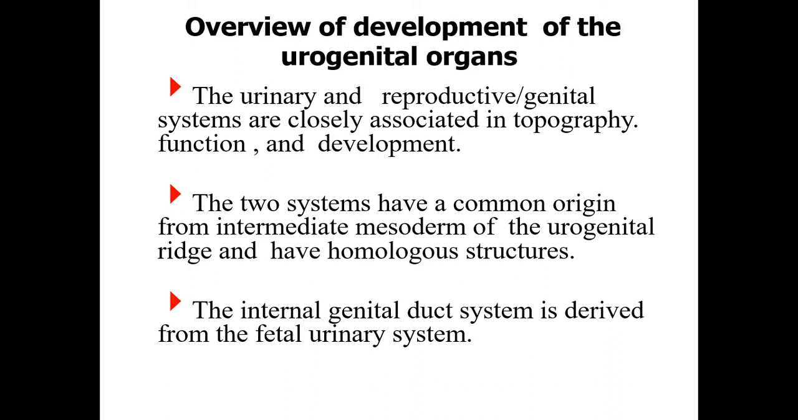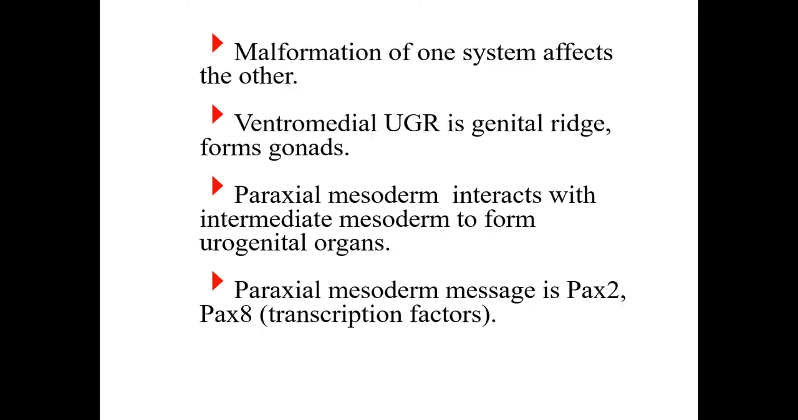The internal genital duct system is derived from the fetal urinary system. How? That we have to learn, or that we have to understand. How is it closely related with this? And also, if there is a malformation of one system, suppose a malformation of the kidney system, that will also affect the other system, that is the genital system. So development of both systems, and malformation in both systems, is closely interrelated.